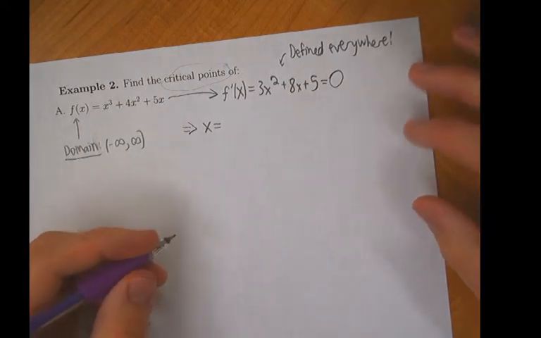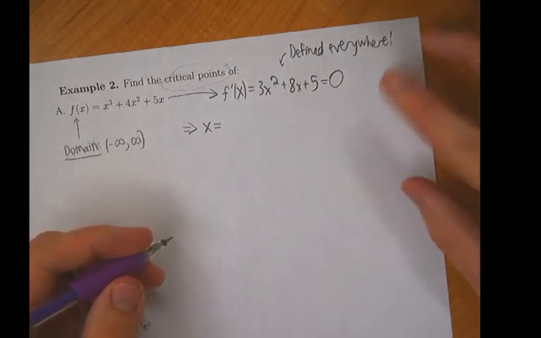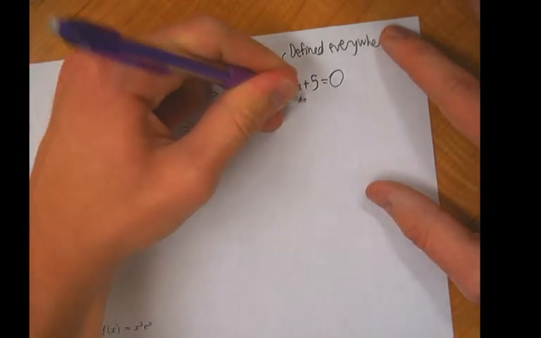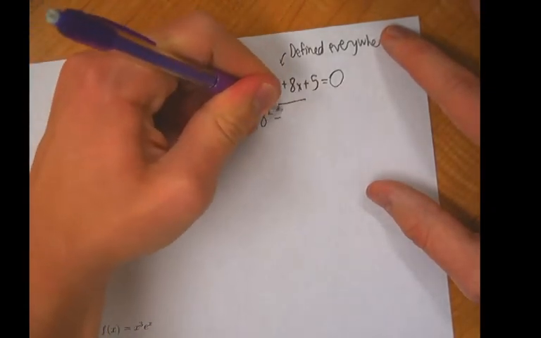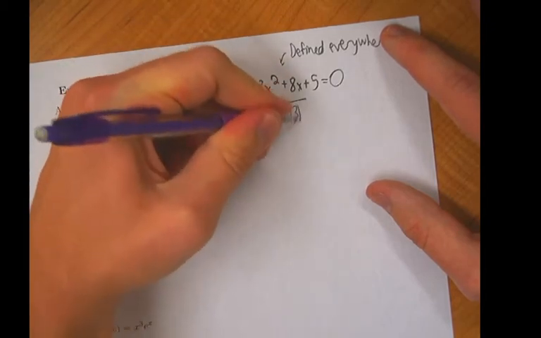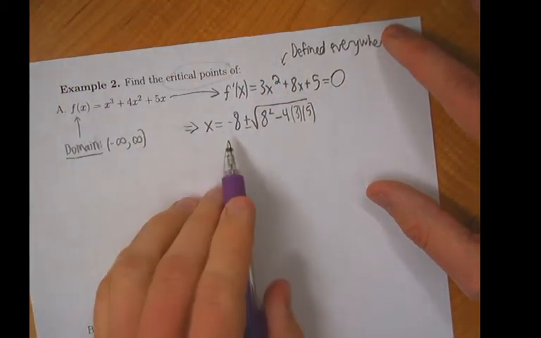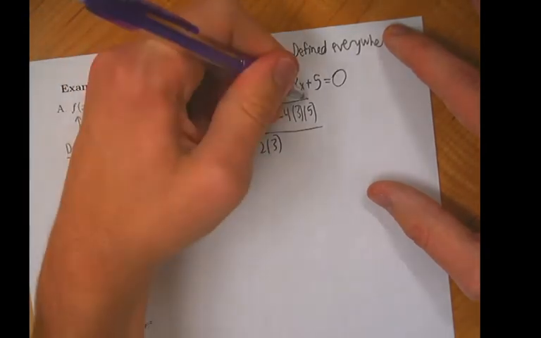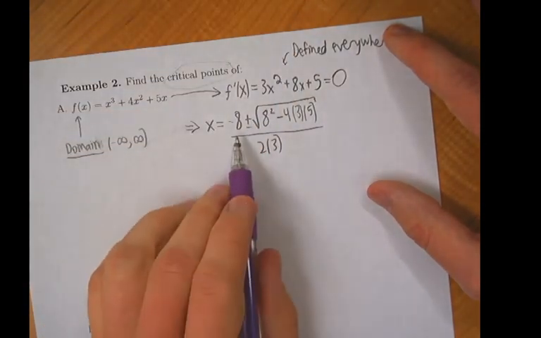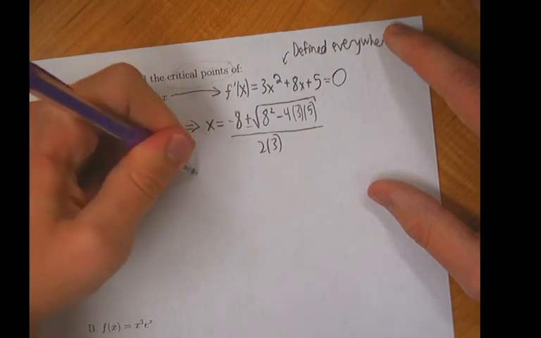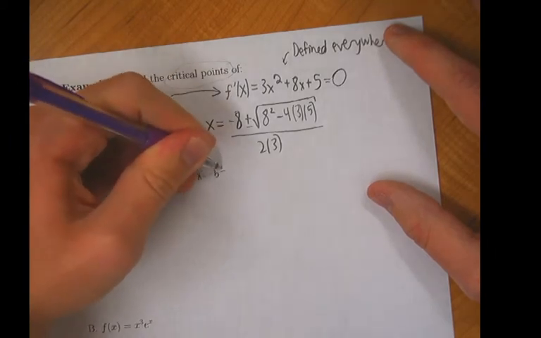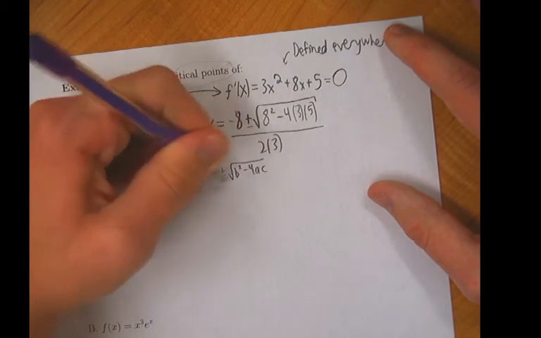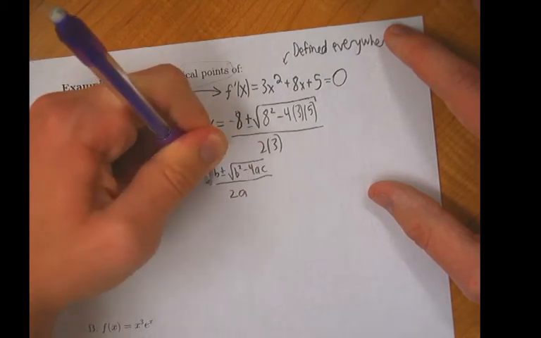So, let's see if I remember the song for this. X equals negative 8 plus or minus square root of 8 squared minus 4 times 3 times 5, all over 2 times 3. Basically, the song was, if you remember, x equals negative b plus or minus the square root of b squared minus 4ac all over 2a.